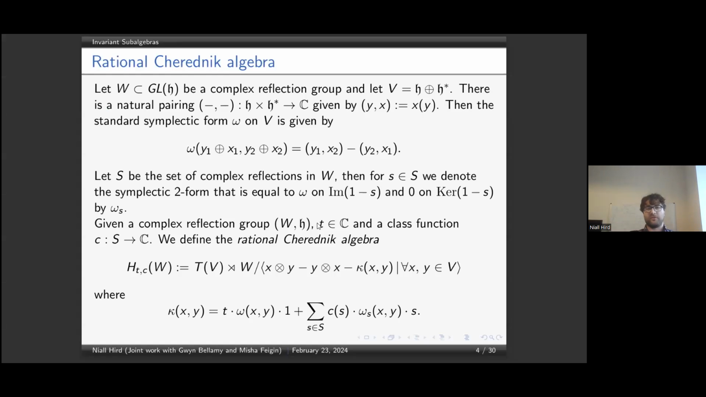So now we've got the definition of the rational Cherednik algebra, which at first can seem maybe a little much, but really it's not too bad. You just build it up in steps. Given your complex reflection group W, we have our vector space V here, which is H plus its dual, H being the space that W is acting on. Then you've got a natural pairing from H and its dual into C, right? Just do the most obvious thing you can think of. If you've got y in H and x inside the dual, you just calculate x of y.